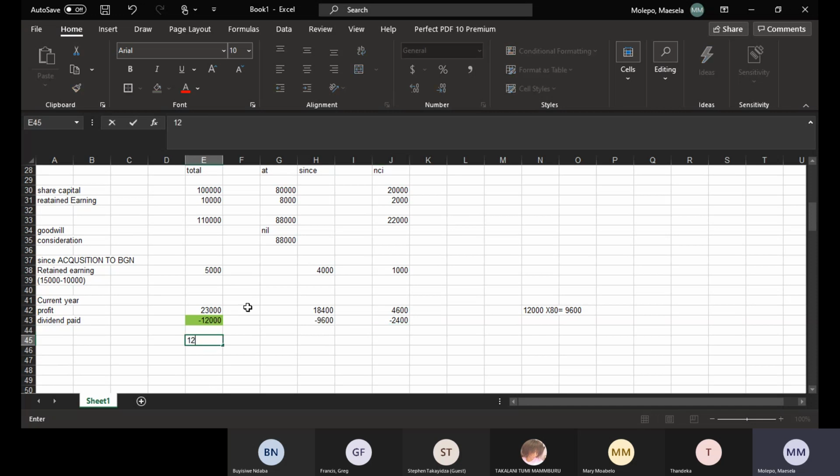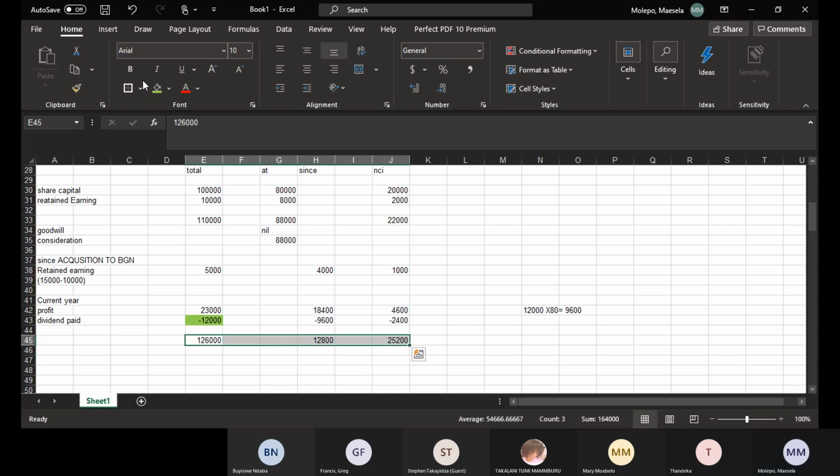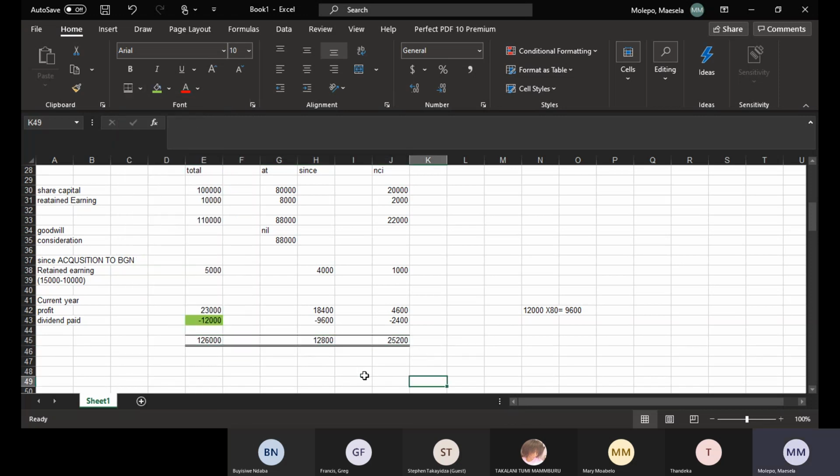Then we can balance the figures again. So it means our total will sit at 1.26, and then here we'll be sitting at 12.8, because it will be this 4 plus 18, then minus 9.6. And then here we'll be sitting on the 25,200. Then we can do our pro forma consolidation journal. So for the pro forma consolidation journal, the first portion, the share capital, will be the same as the one in example one. The retained earnings of the 1,000 will be the same as the one in example one again, because it comes from the analysis of shareholders. There was no change then. The non-controlling interest of 4.6 will be the same as the one in example one. There are no changes.